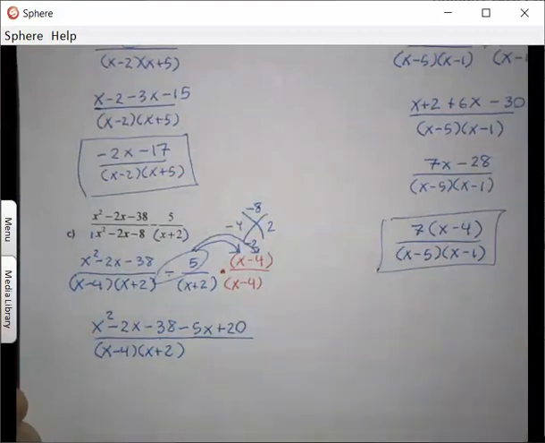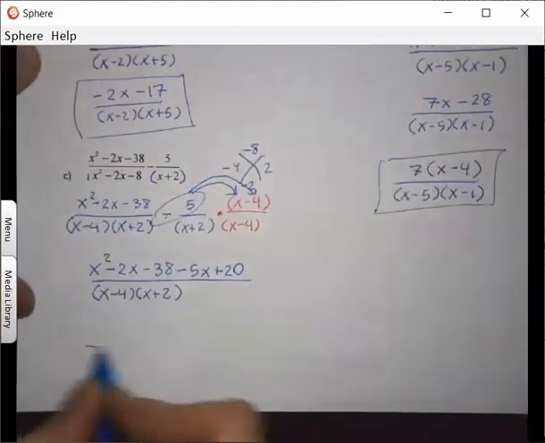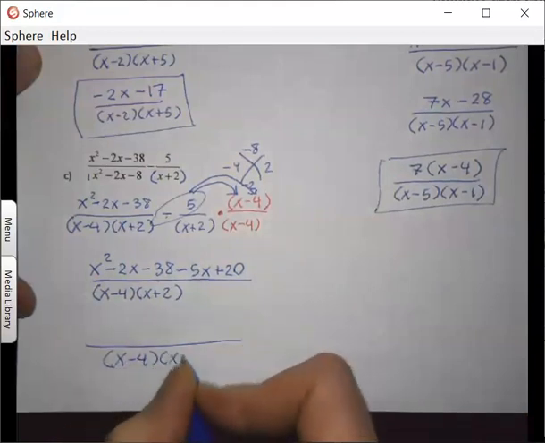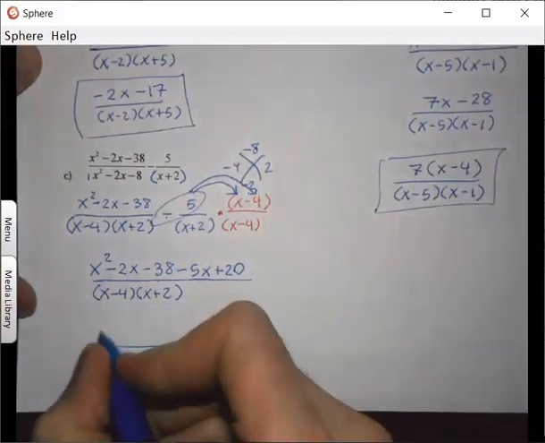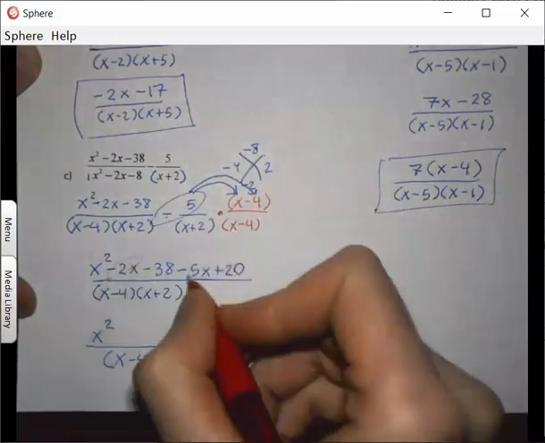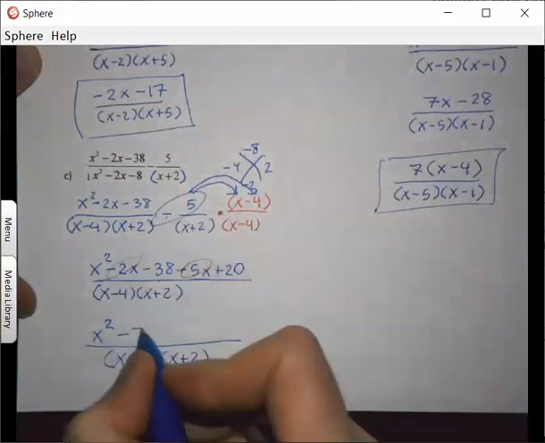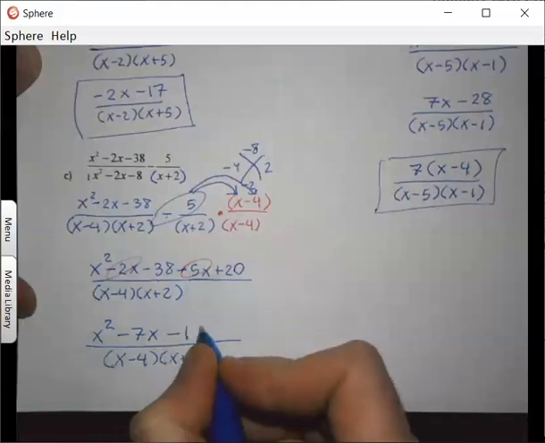So now we want to simplify the top, combine like terms. Let me write my common denominator again. So x minus 4, x plus 2, x squared, and then minus 7x. And then minus 38 plus 20, minus 18.